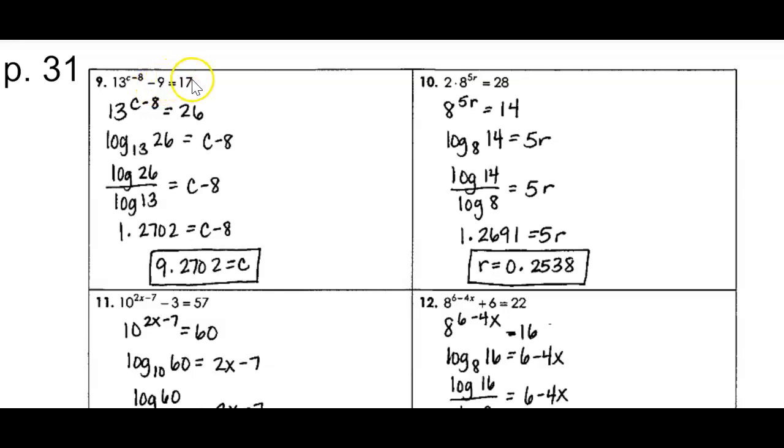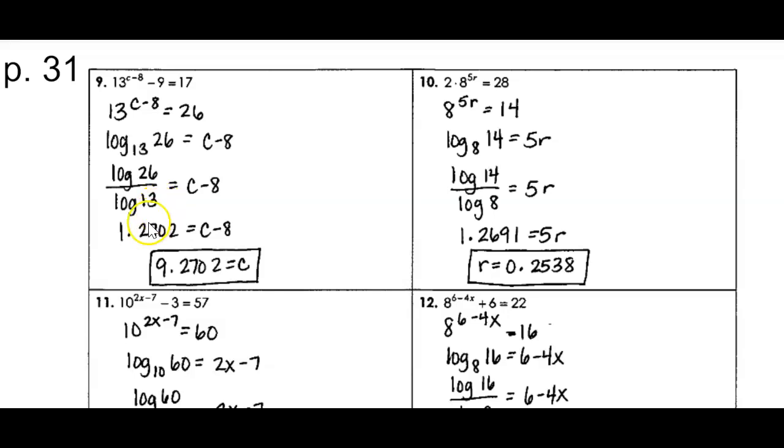So you can see that the 17 was increased by 9, and that's because I had to add 9 to both sides. At that point, it was converted to a log. So base 13, exponent c minus 8 goes across, and the 26 comes in. And recall, you are allowed to log both sides if that's easier for you. Either way works. And so on this one, I am changing this to a calculator-ready fraction.